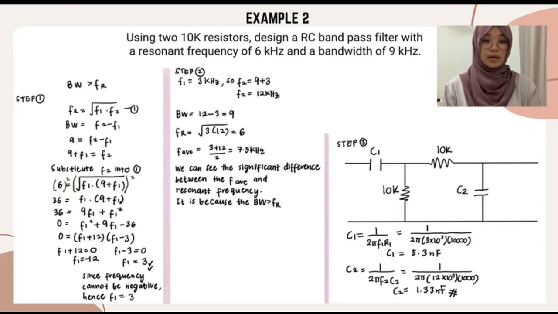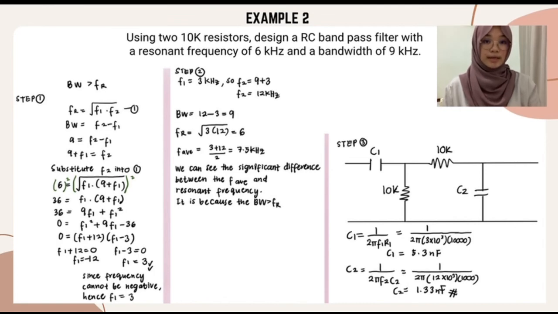The frequency cannot be negative, so F1 is positive 3 kHz. Now we have F1, so we can calculate F2, and we get F2 equal to 12 kHz. We can see the significant difference between F average and resonant frequency. It is because the bandwidth is much larger than the resonant frequency.